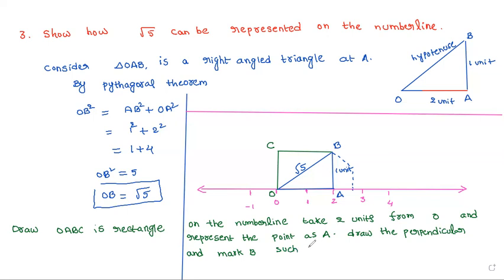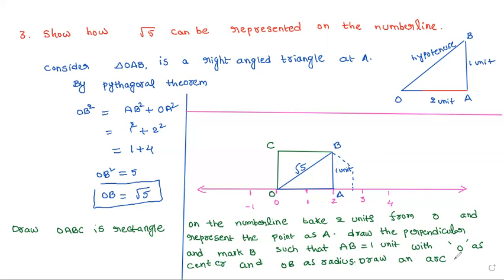With O as center and OB as radius, draw an arc to cut the number line at C. Now C represents root 5. That is right.